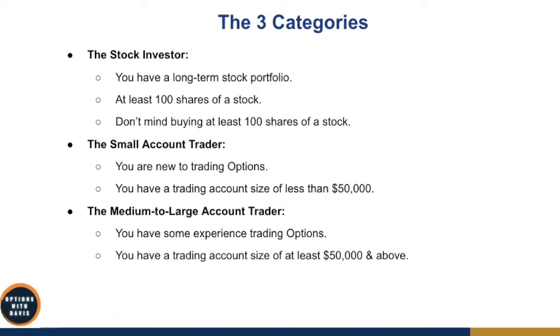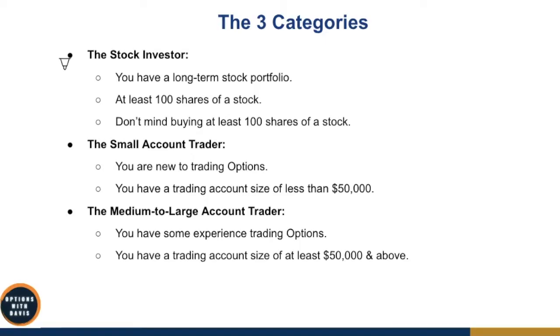And then after that, you have the medium to large account trader. This is where you have some experience under your belt already. You have maybe been trading options for some time, and you have a trading account size of at least $50,000 and above. So these are the three different categories. Now, it's not necessary that you only belong to one category. You could be a mix of the different categories.